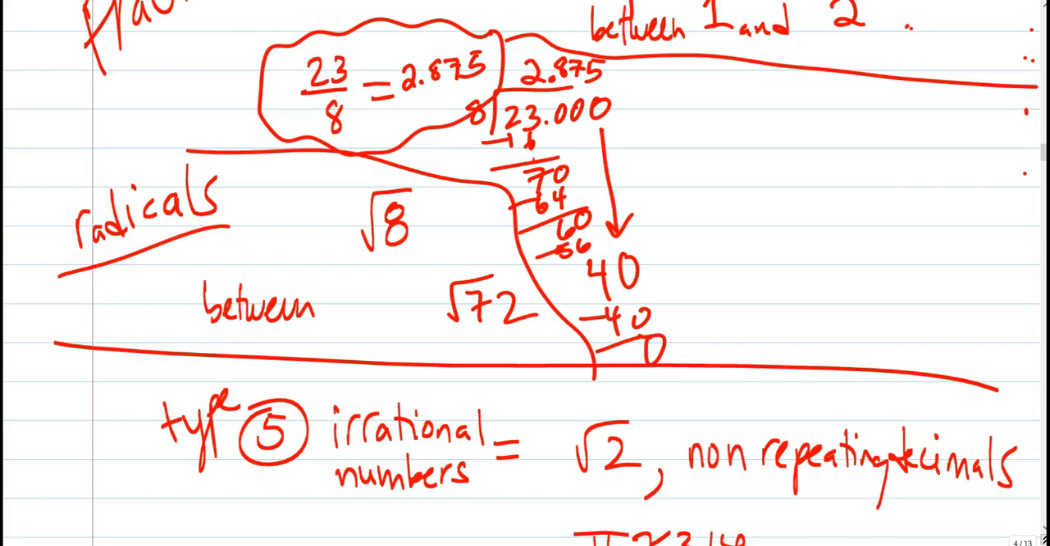But what I do is I go, well, I know it's between two numbers. How do I know? Well, I know the square root of 4. What number times itself makes 4 is 2. And I know that the square root of 9 is 3. So doesn't it make sense that the square root of 8 would be between the square root of 4 and the square root of 9? Isn't 8 between 4 and 9? Then that means that our answer must be between 2 and 3.